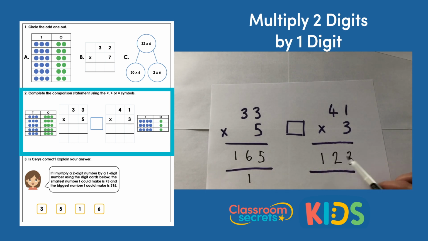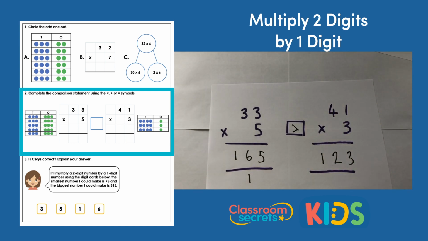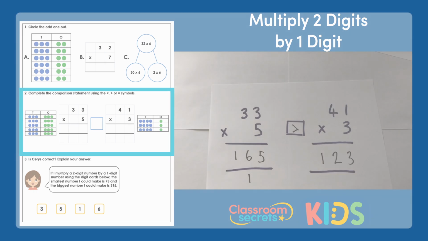I can see that 165 is the bigger number because even though we have a 1 in our hundreds column, 6 tens are greater than 2 tens. So the correct symbol would be greater than. So our final statement would be 33 times 5 is greater than 41 times 3.